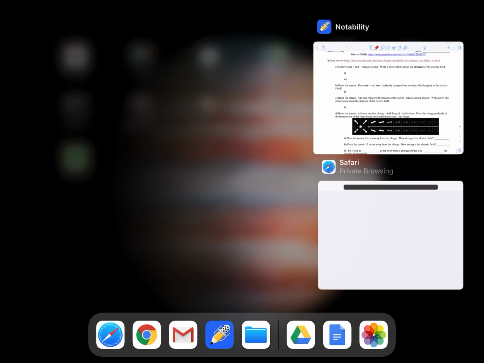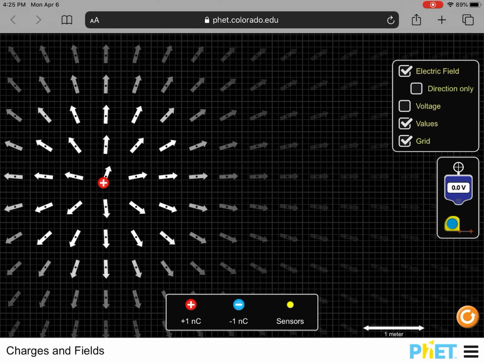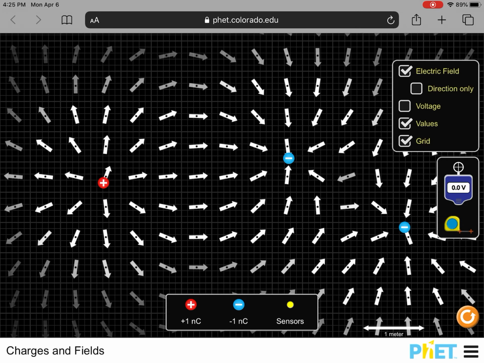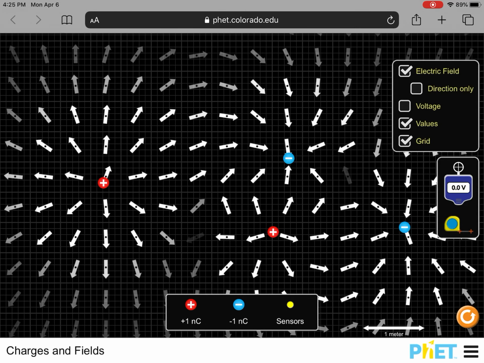Write two observations about the direction of the electric field. So let's do that. Here's a positive charge, here's a negative charge, here's another negative, here's another positive. So the two things I want, just look at it for a second, try to come up with your own observation.